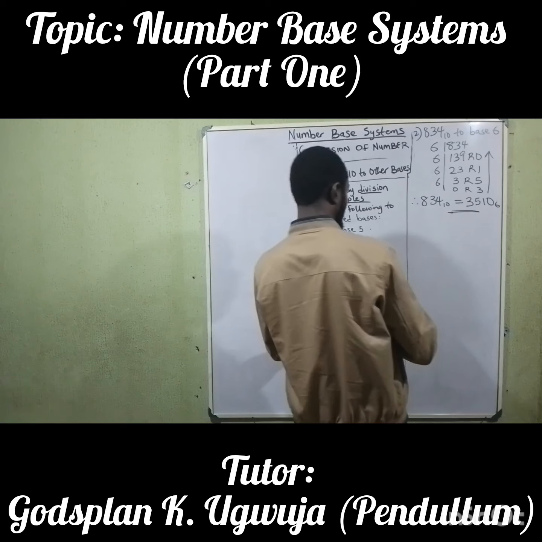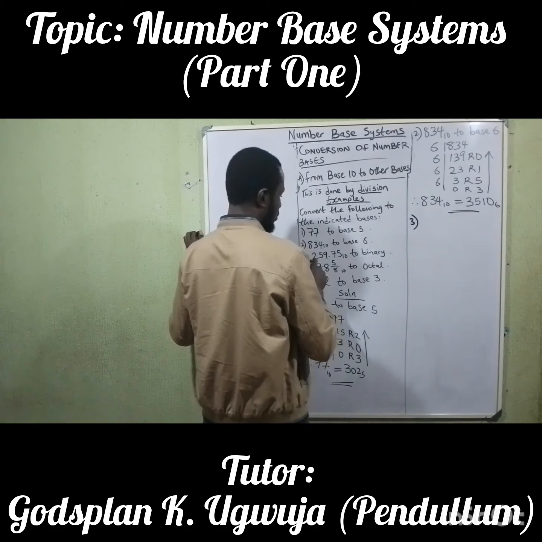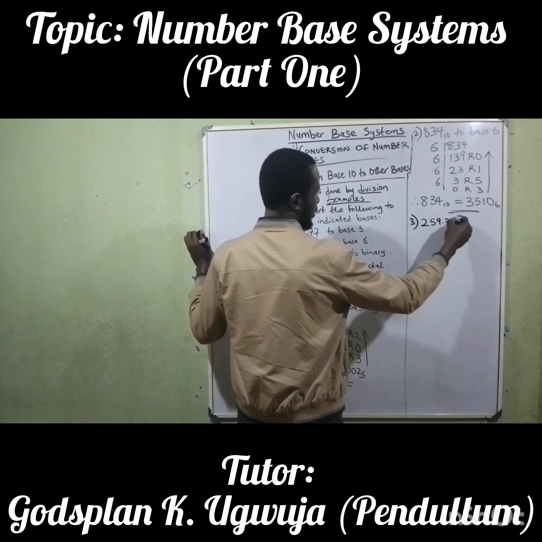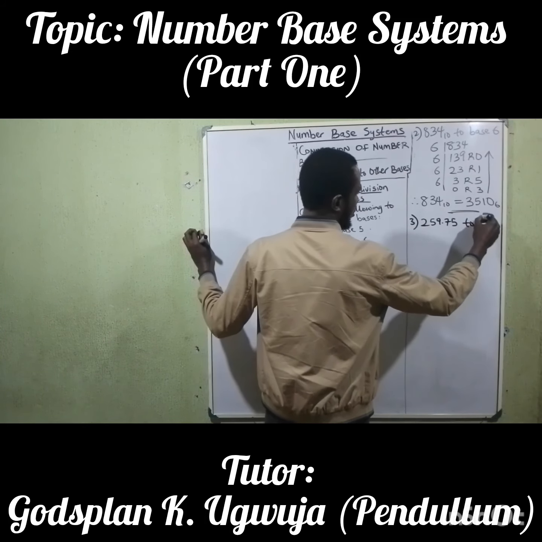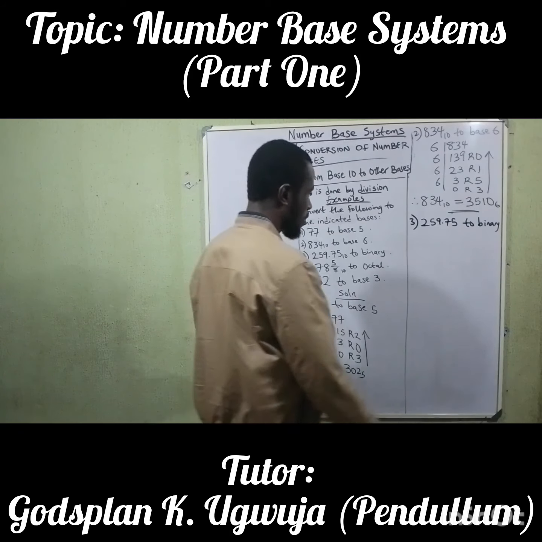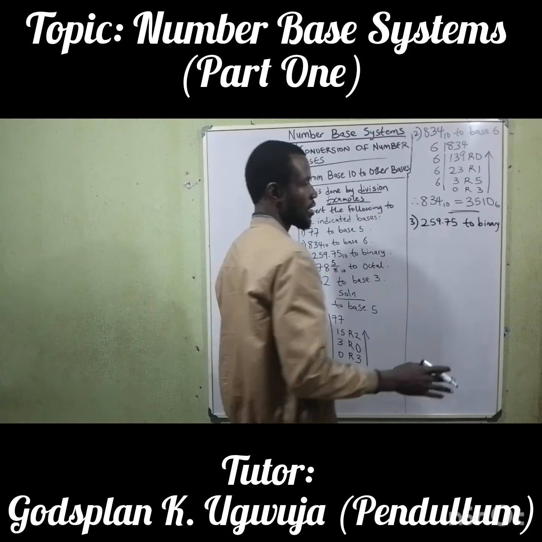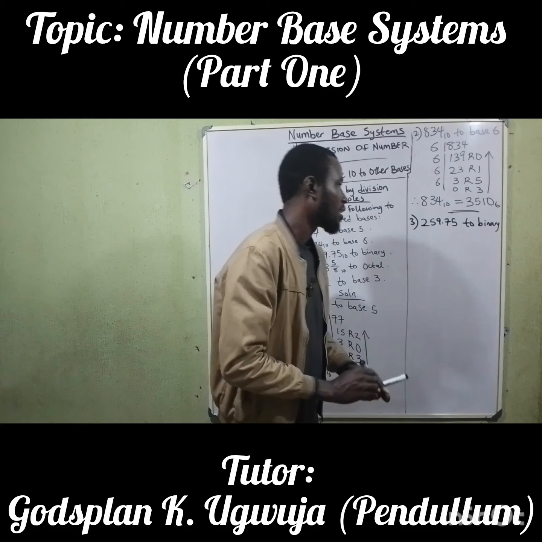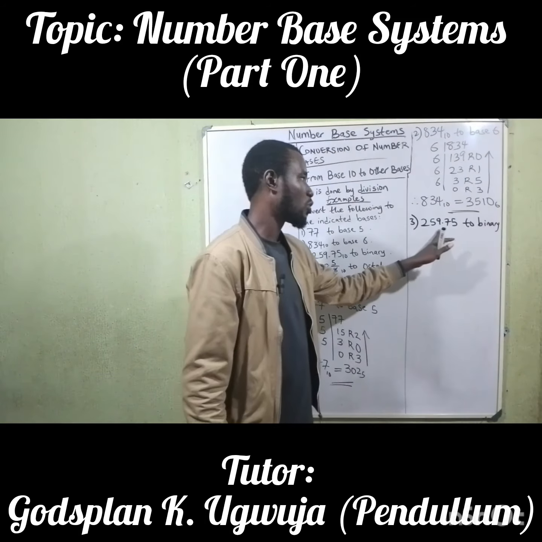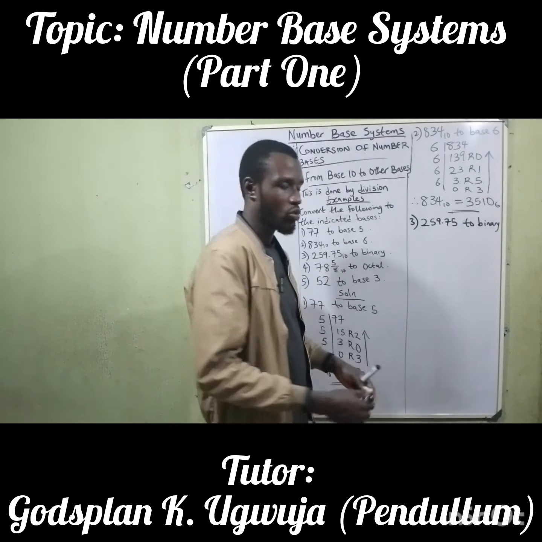Alright, so let's do the third one. That's number 3. We have to convert 259.75 in base 10 to binary. Binary is base 2, remember. So the same way we are going to divide. Now, before then, how do you solve it where you have a decimal number, that's this 0.75? How do you resolve it? Now you break it into 2.